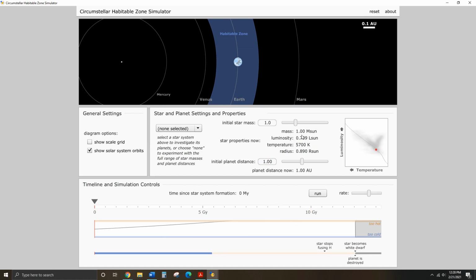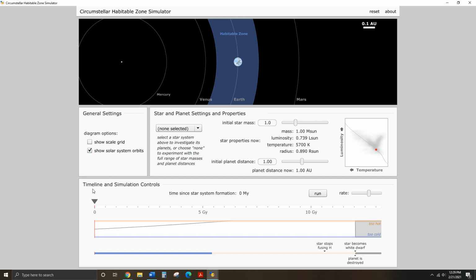The luminosity of the star is provided right here relative to that of the sun. The luminosity at this point in time is 0.739 luminosities of a sun. 0.739 of a sun, you might be thinking, like, what? Wait, isn't the sun 1 sun bright? Yes, it is. The thing is, remember that this is representing the sun right when it formed.